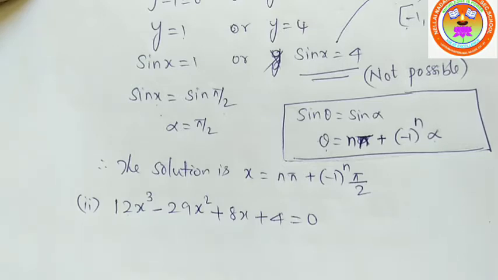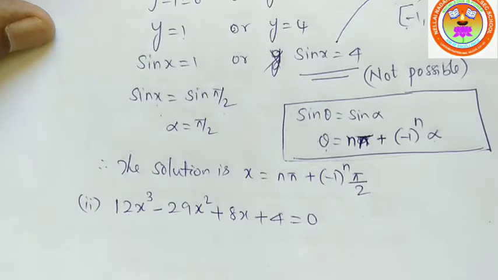At the same time, if the sum of the coefficients of the odd power terms and the sum of the coefficients of the even power terms are equal, then we can say x plus 1 is a factor. But in this case, that is also not possible. That means x plus 1 is not a factor, and x minus 1 is also not a factor.